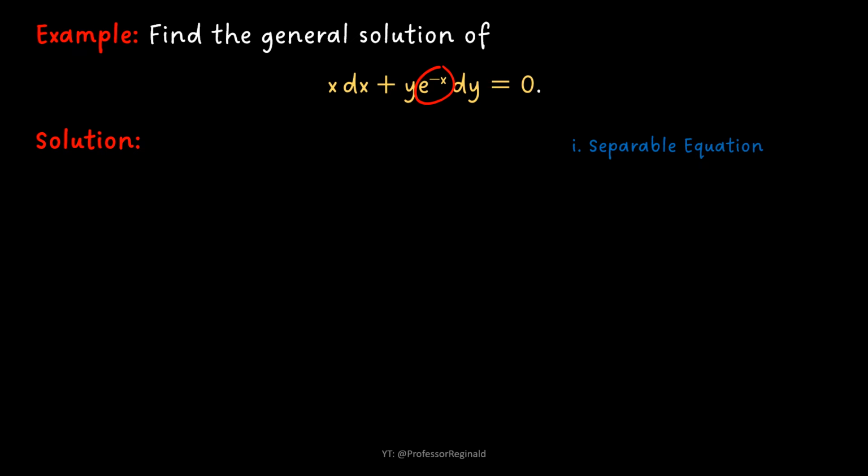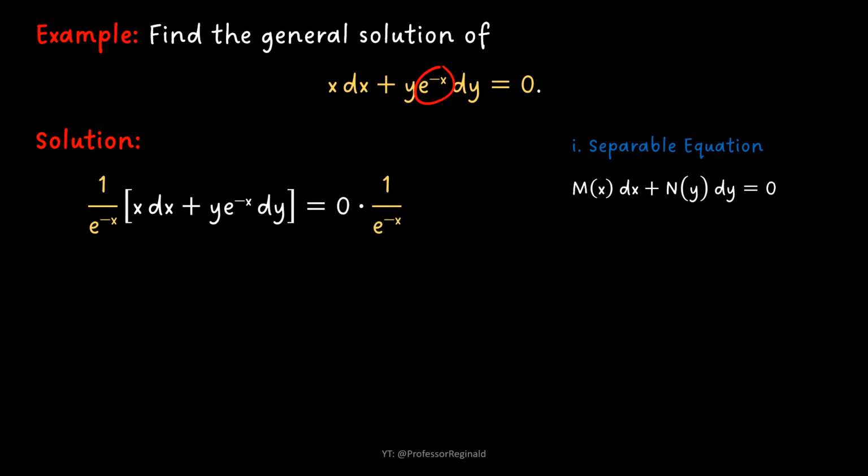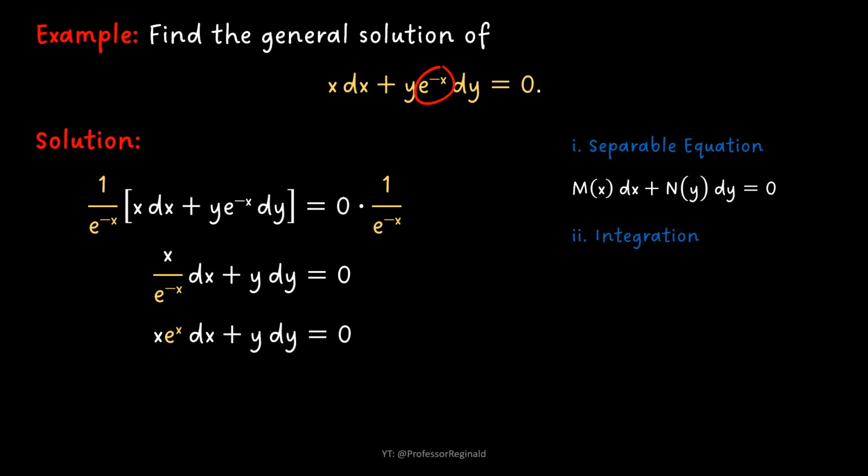Example. Find the general solution of the differential equation. Solution. The variables of the differential equation are not fully separated. Write the differential equation in separable form. So, divide the whole equation by the factor we want to separate. Rewrite using a property of exponents. Because the coefficient of each differential is in only one variable, we can now proceed with integration.